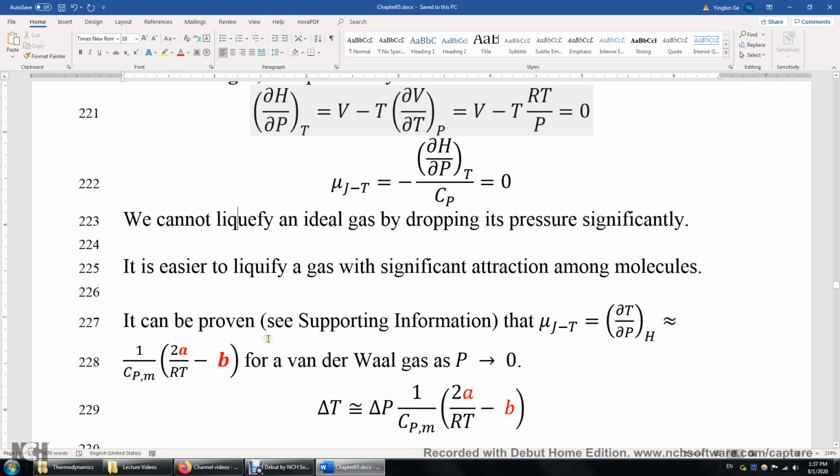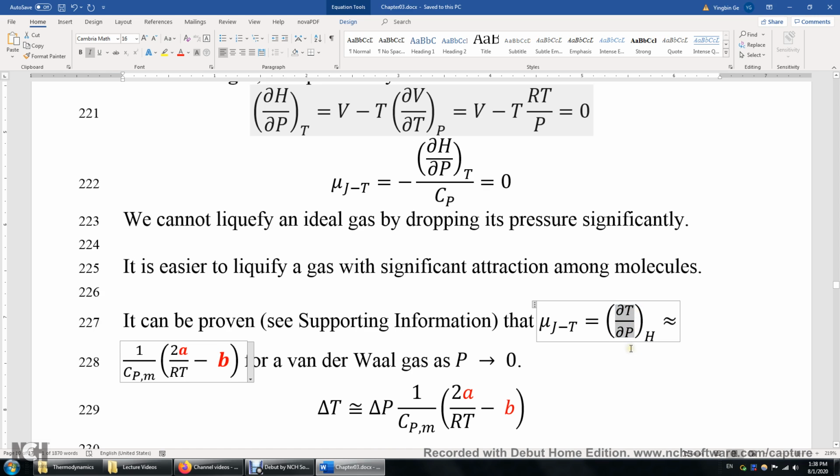And it's possible to prove that this mu JT, this Joule-Thomson coefficient, is 1 over Cp,m times, over here, 2a over RT minus b. So when this attraction dominates, we have a positive value here. The mu JT is positive. That means delta T over delta P is positive.